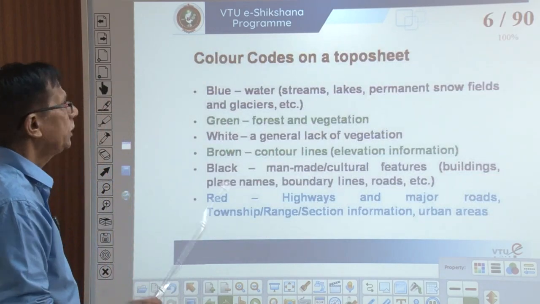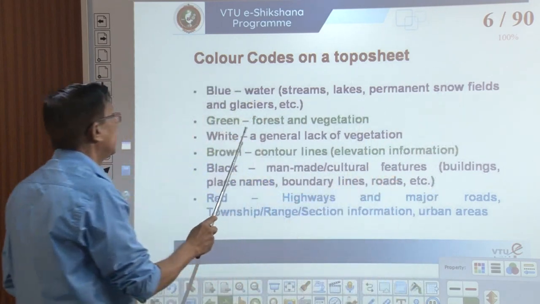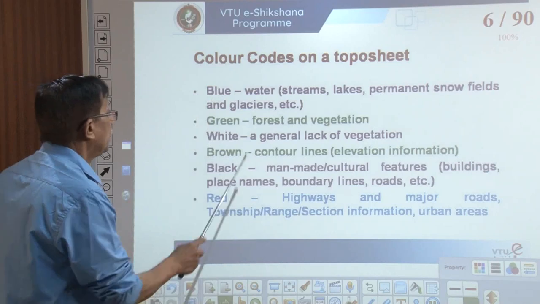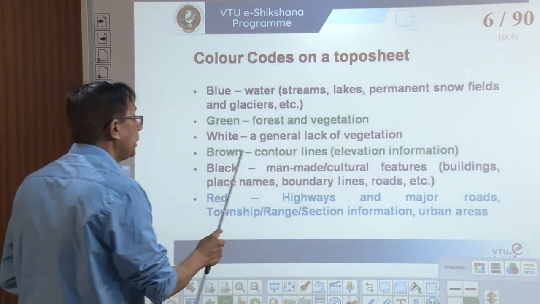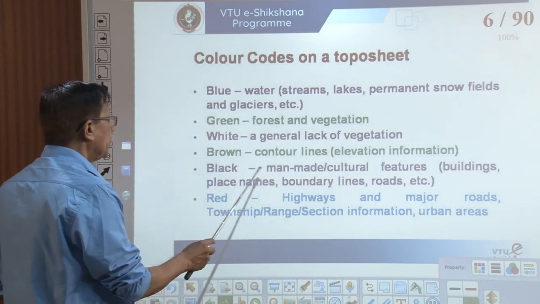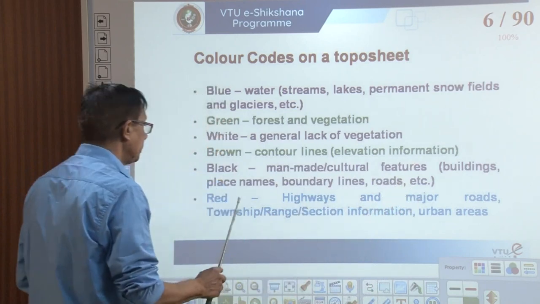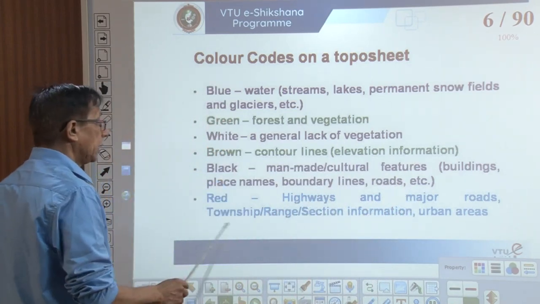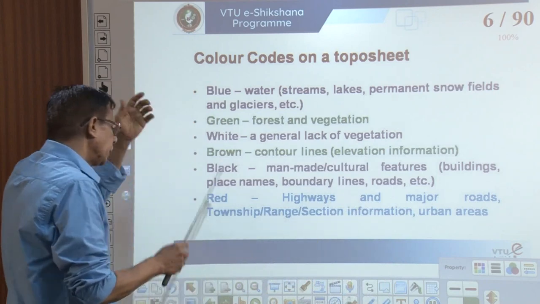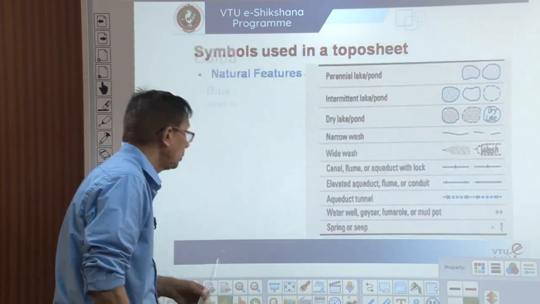Yes. What is the color code on a topo sheet? Blue color: water, streams, lakes, permanent snow fields, and glaciers, etc. These are all specifically indicated by this color. Green: forest and vegetation. White: a general lack of vegetation, we can call it bad land also. Brown: contour line, just now we have discussed. Black: man-made cultural features, buildings, temples, place names, boundary lines, roads, etc. Red: highways and major roads, townships. All these have a specific color. Therefore, this color code helps us to identify different features from the topo sheet.